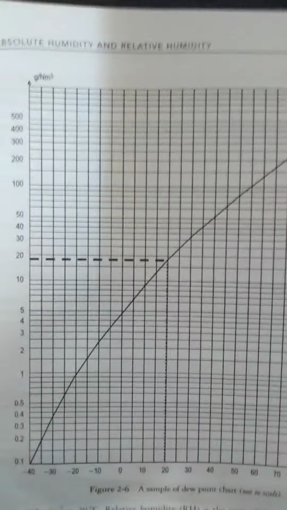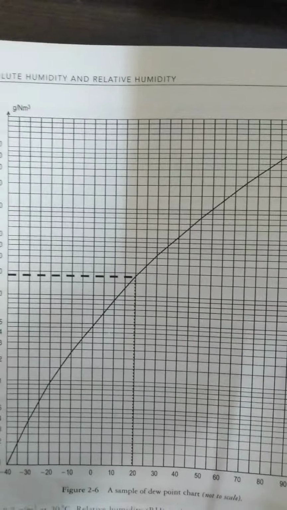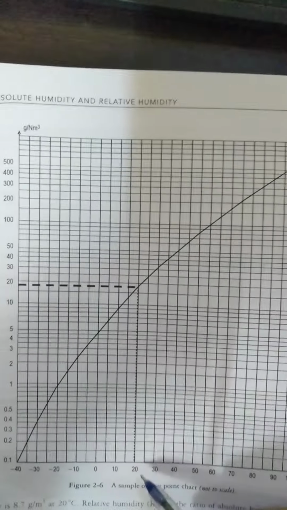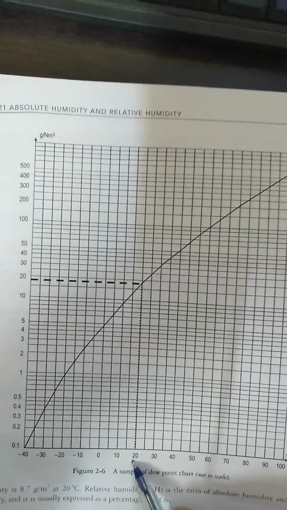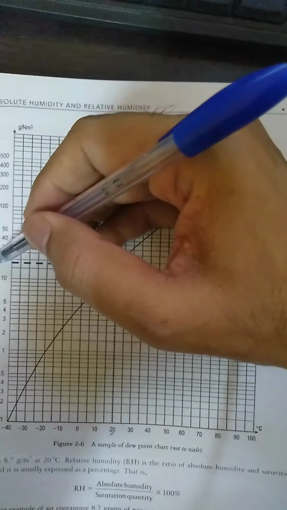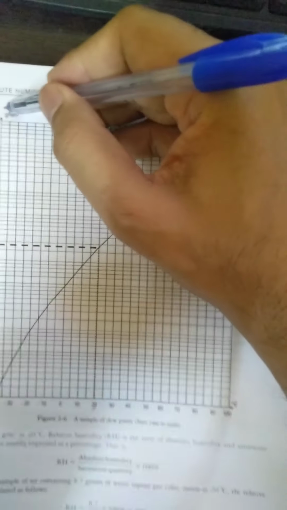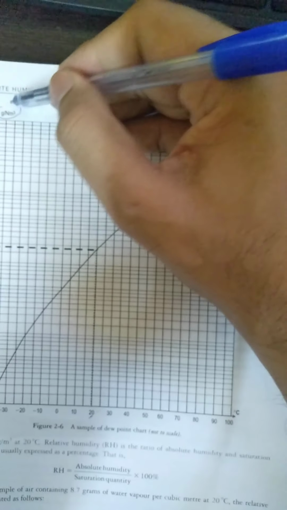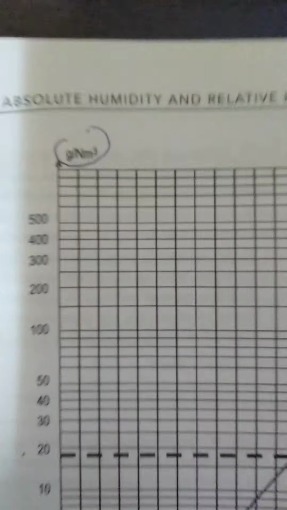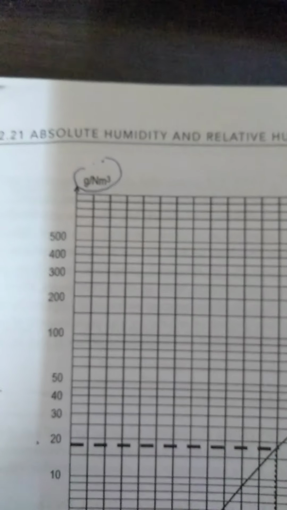This is a sample of a dew point chart, where here that is 20, or here 20. We can draw this graph like this. This axis shows grams per Newton meter cube, and this side shows temperature in degrees centigrade.